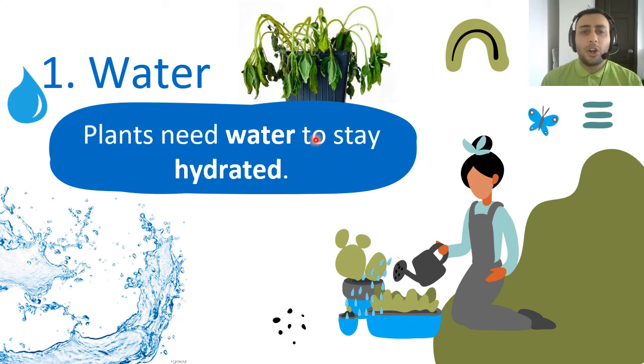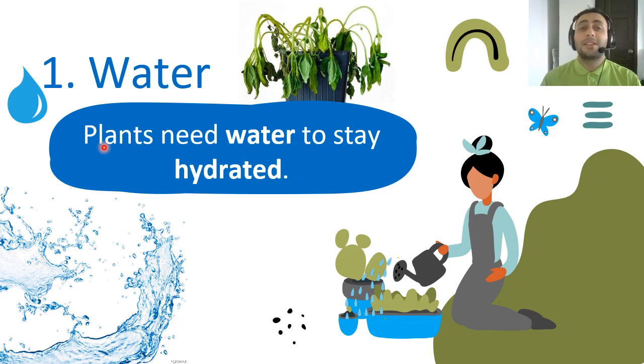Plants need water to stay hydrated. Hydrated, it means that they have enough water in their body. Same as us. Humans need to be hydrated. If you are not hydrated, it means that you don't have water in your body. You need to drink water. Now, when do you know when you're not hydrated? When you feel thirsty. That means you must drink water to be hydrated.